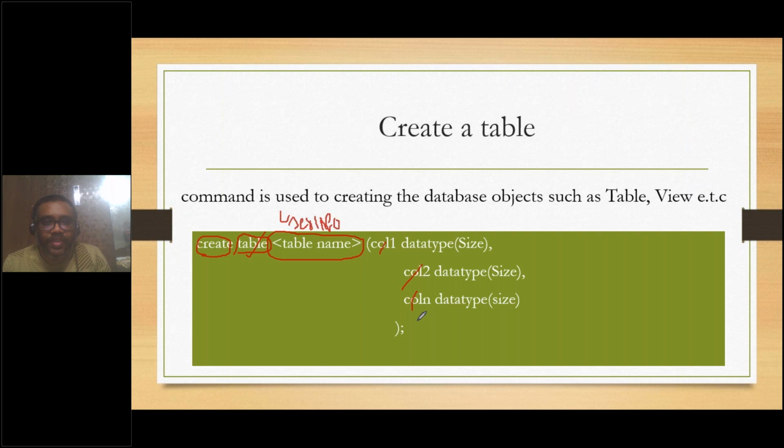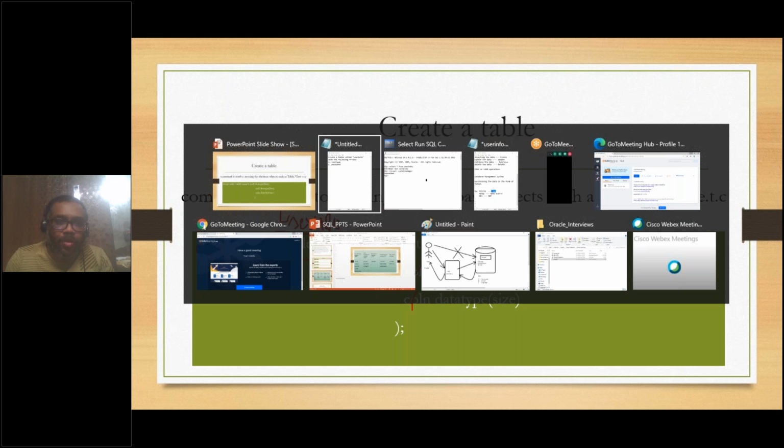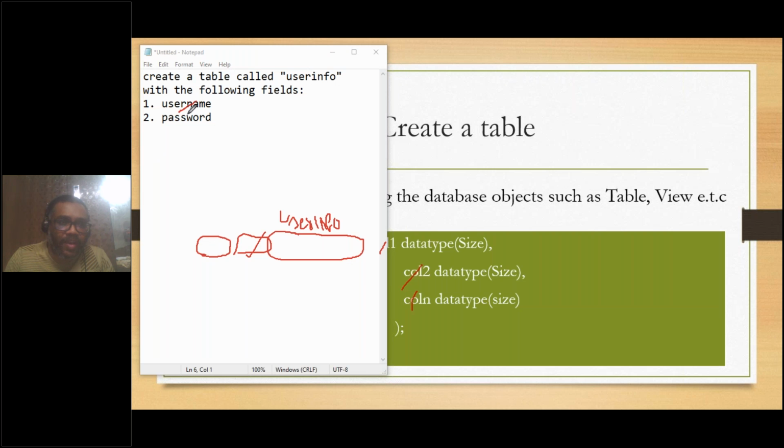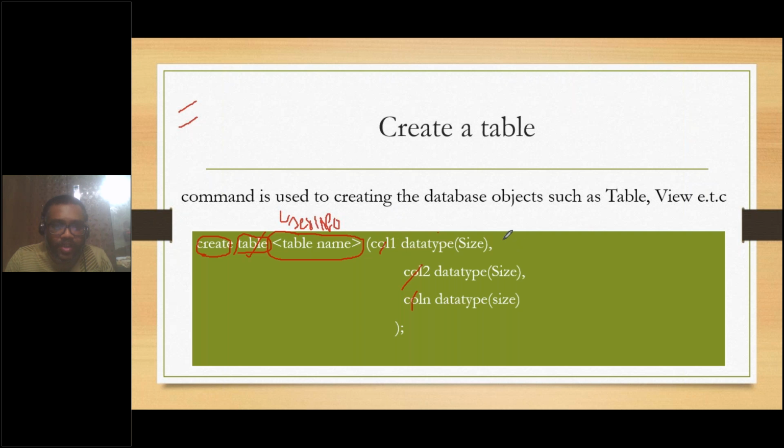If we see the problem statement, I said I want username and password. So the first column is username, and the second column is password. This username and password refer to the names of the columns.